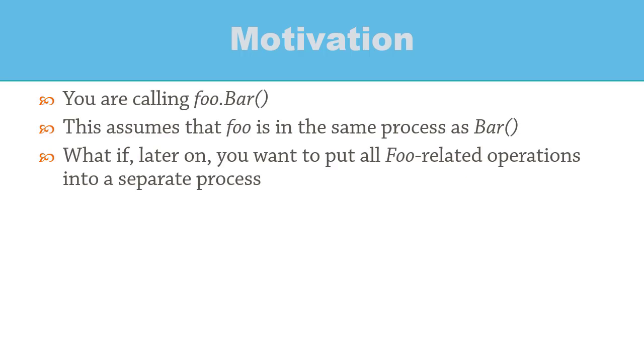So whenever somebody calls foo.bar here, you actually want to take all the arguments to foo.bar, marshal them over the wire, and actually execute everything that's related to this object on a separate machine. In fact, the .NET framework allows you to do this. We have certain base classes like MarshalByRefObject, which allows you to do precisely this. So the big question is, can we actually avoid changing our code if we want to do this?